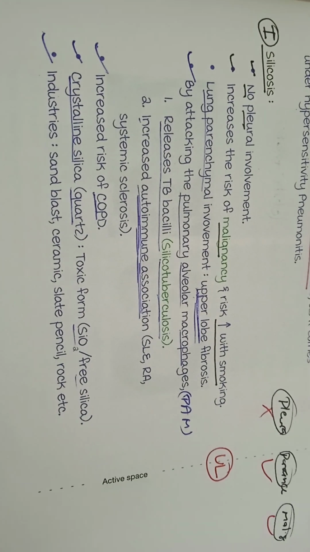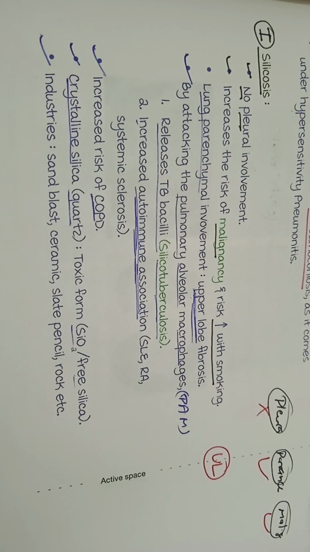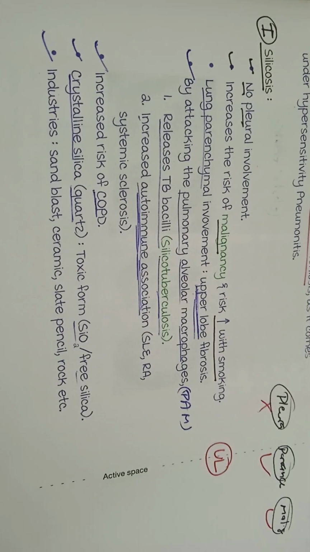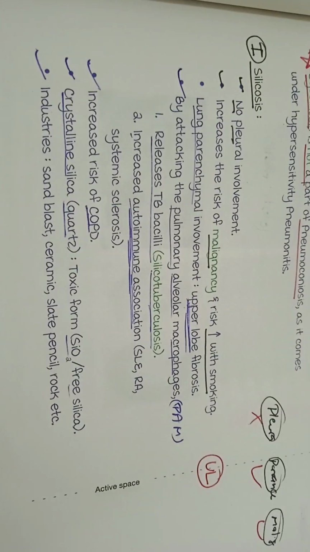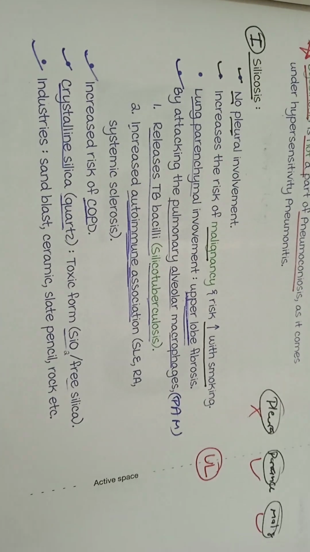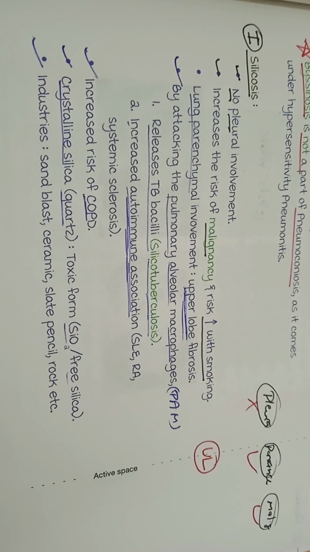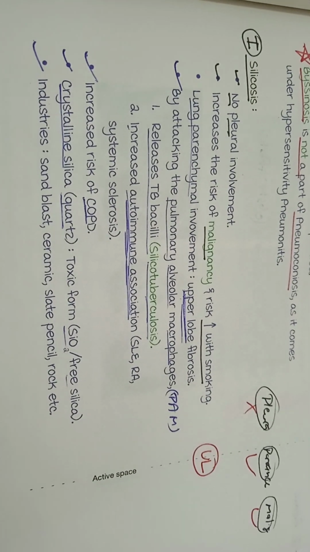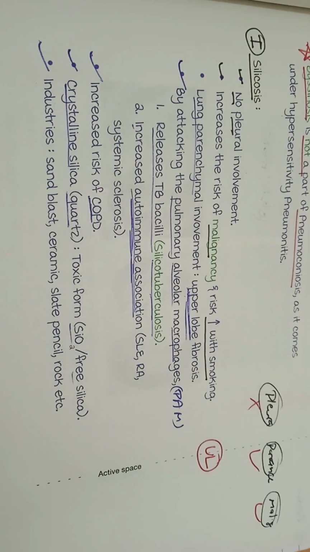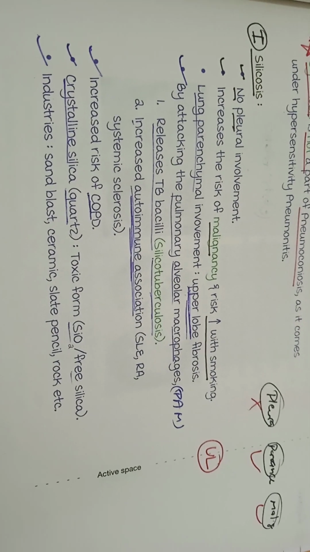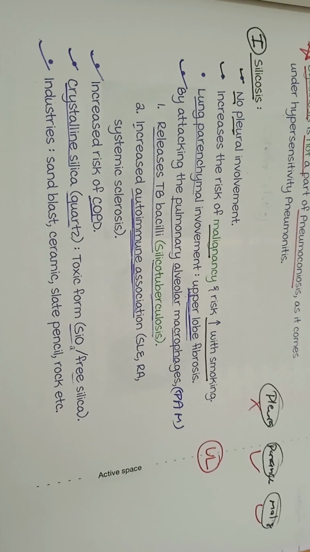The basic mechanism is that silica attacks the pulmonary alveolar macrophages, and this releases the TB bacilli from the macrophages, so it will cause silicotuberculosis and also increase autoimmune association, that is SLE, RA, and systemic sclerosis. Silicosis also increases the risk of COPD. The form which is toxic is the crystalline form, known as quartz. The toxic form is SiO2 or free silica.